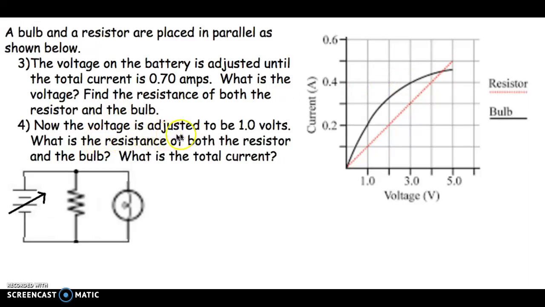Number 4. Now we're going to change the voltage down to 1 volt. So here we are, and it asks what's the total current. Well, at 1 volt, we see the resistor will have 0.1 and the light bulb will have 0.2. So our total current will be 0.3. This resistor is still a 10 ohm resistor. If we take 1 divided by 0.1, we get 10 yet again. If we look up here, we see that the voltage of 1 divided by 0.2 gives us a resistance of 5 ohms on the light bulb for that particular voltage of 1 volt.